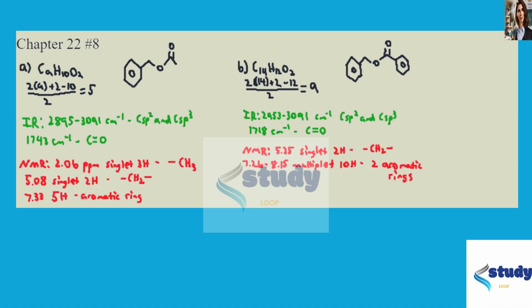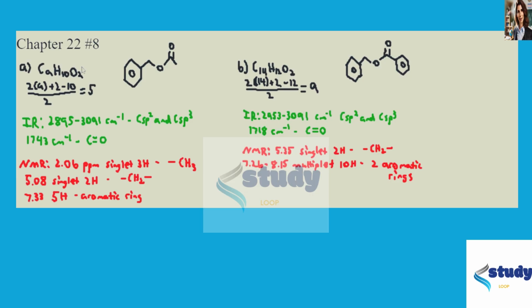So, starting with A, the first piece of information that we're given is the molecular formula. In a problem like this, where you have an unknown molecular structure and you're just given pieces of data, I think it's always best to start with the molecular formula. You can use the molecular formula to calculate the hydrogen deficiency index.